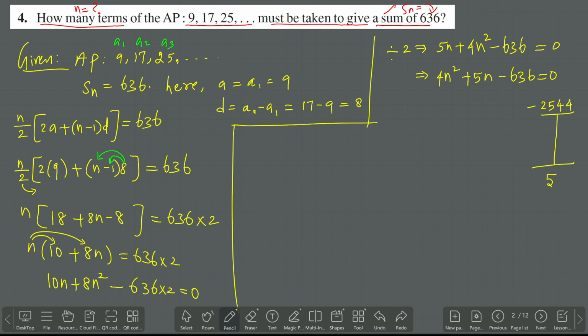Take 2544. It's a very big number. When I go with 2, 2 twos are 4, remaining 1, 7 twos are 14, 2. Again 2: 6 twos are 12, 3 twos are 6, 6 again. Again 2: 3 times, 1 time 8. Again 2: 1 time, 5 times, 4 times.